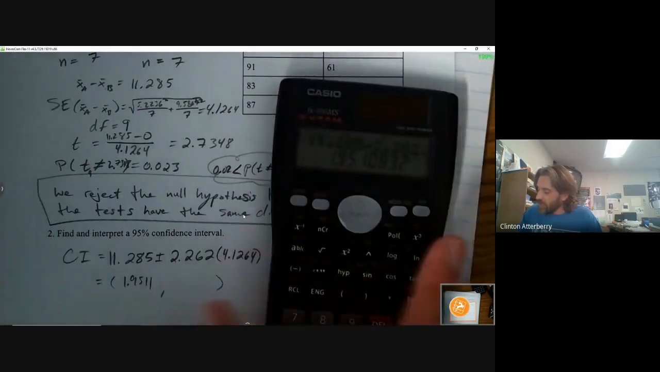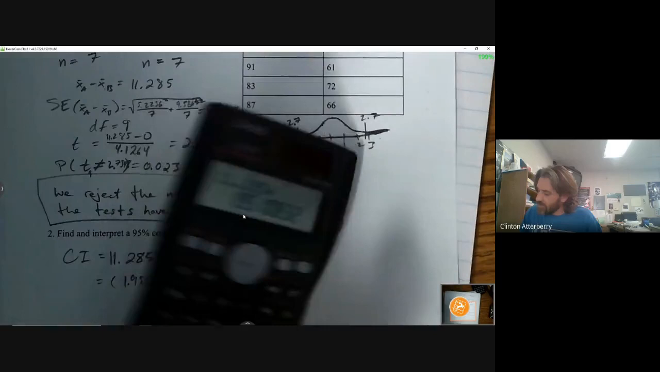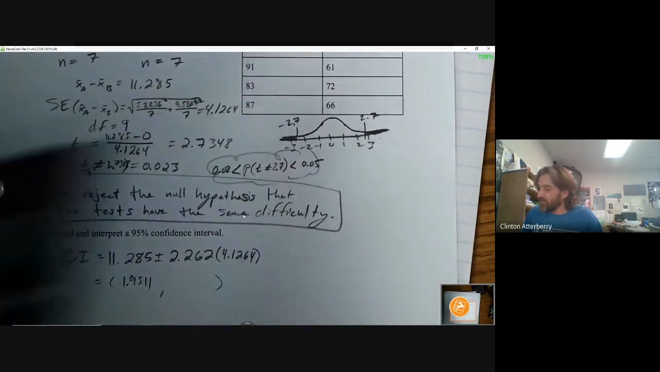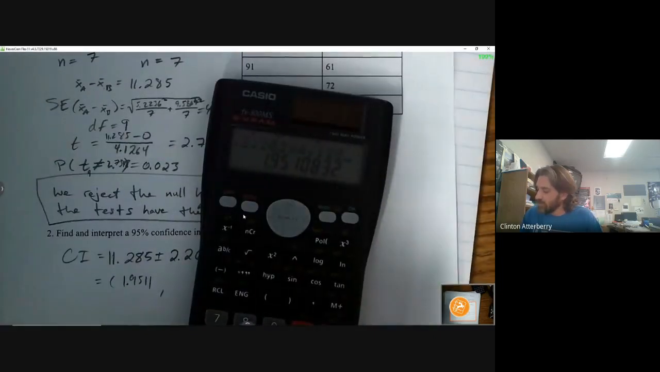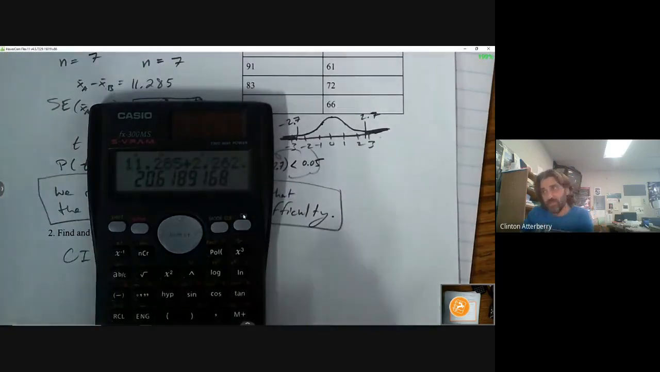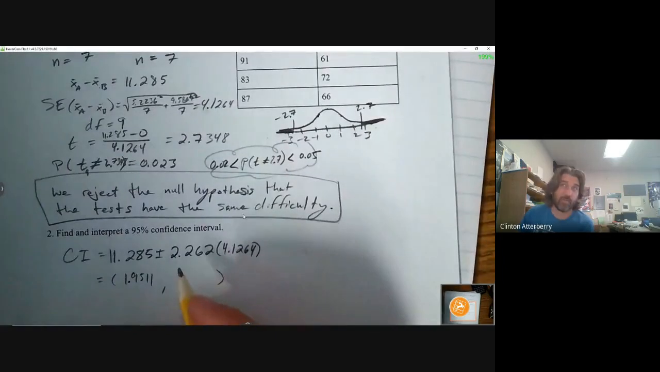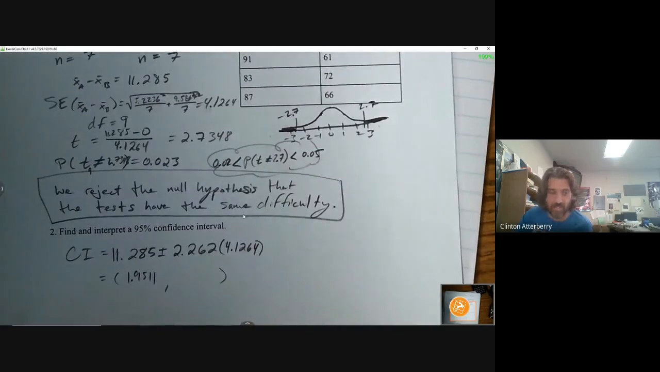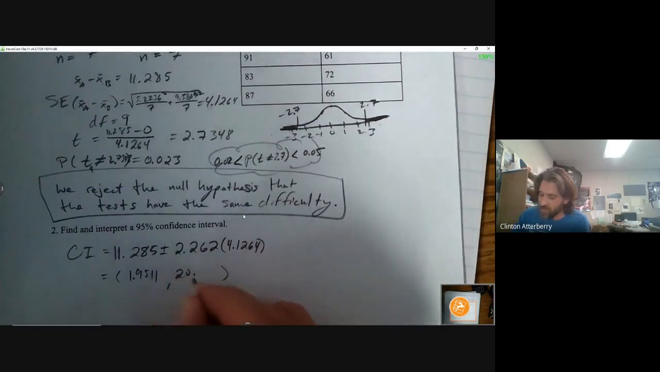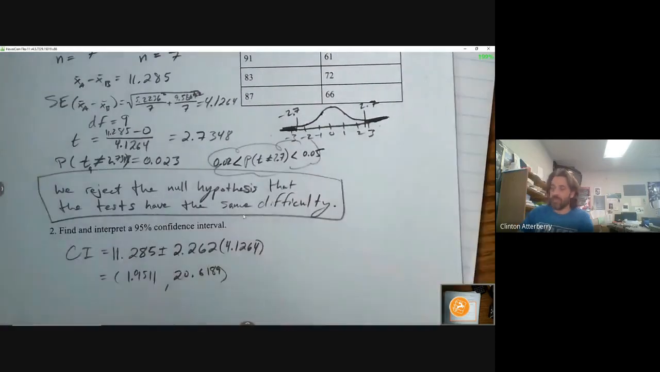And then I'm going to do the add part. So 11.285 added to the 2.262 being multiplied by 4.1264. Now this calculator does use order of operations. It does do it by itself. So I get 20.6189. Some calculators kind of need you to do order of operations on your own. This calculator, you type it in left to right, and it'll do the multiplication before it adds. This calculator gives me 20.6189. Okay, round down.